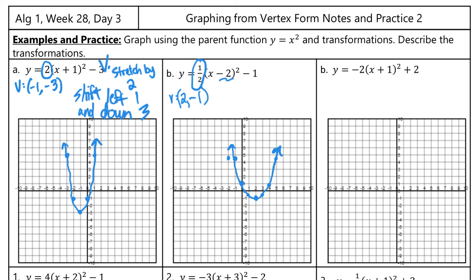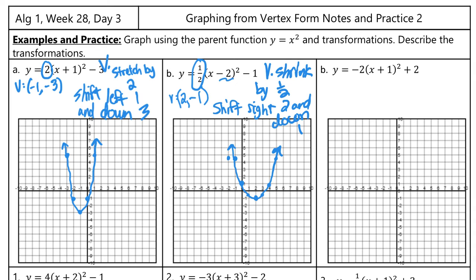So that graph is wider. So we vertically compressed, or shrunk, a vertical shrink by 1/2, and then shift right 2 and down 1.